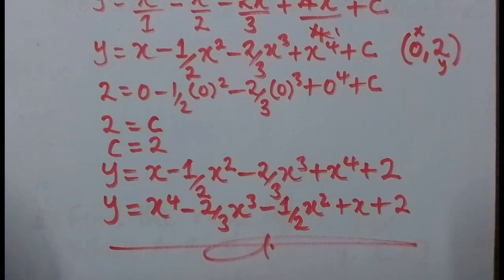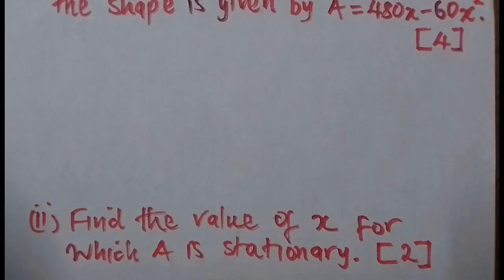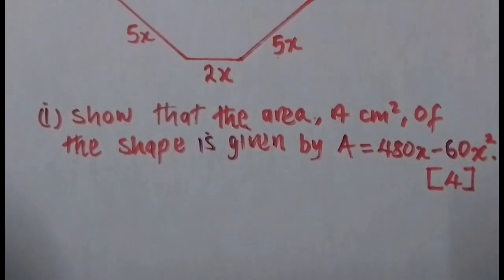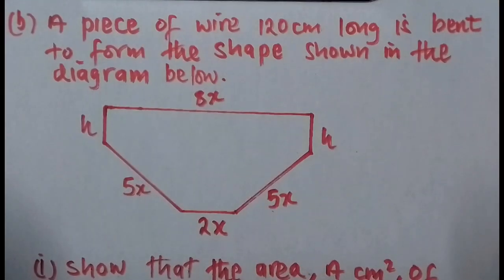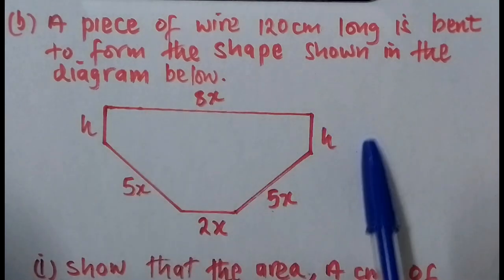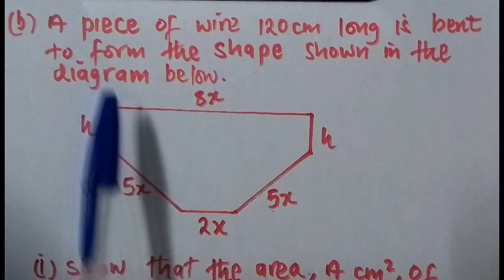Okay, so now moving on to the second part. The second part of the question has the following. Part B of this question 12 reads, a piece of wire 120 centimeters long is bent to form the shape shown in the diagram below. So that is our shape, which has 8x here, h, 5x, 2x, 5x, h.